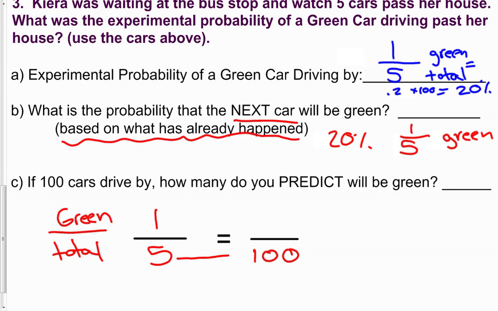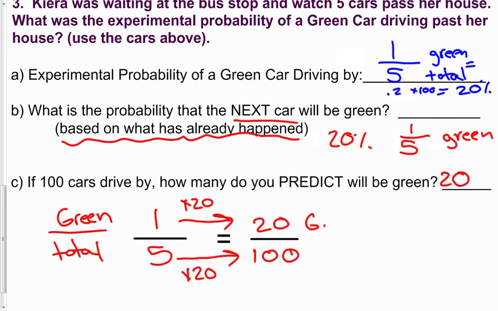So how many out of 100 total cars would you expect to be green? Well, let's look at how we get from 5 to 100. And I know that that's times 20. We could work backwards and do 100 divided by 5 is 20. So if I have 20 times the number of cars that drive by, then 20 times the number should be green. So 5 times 20 is 100 total cars. 1 times 20 is 20 green cars. So I would predict that 20 would be green.